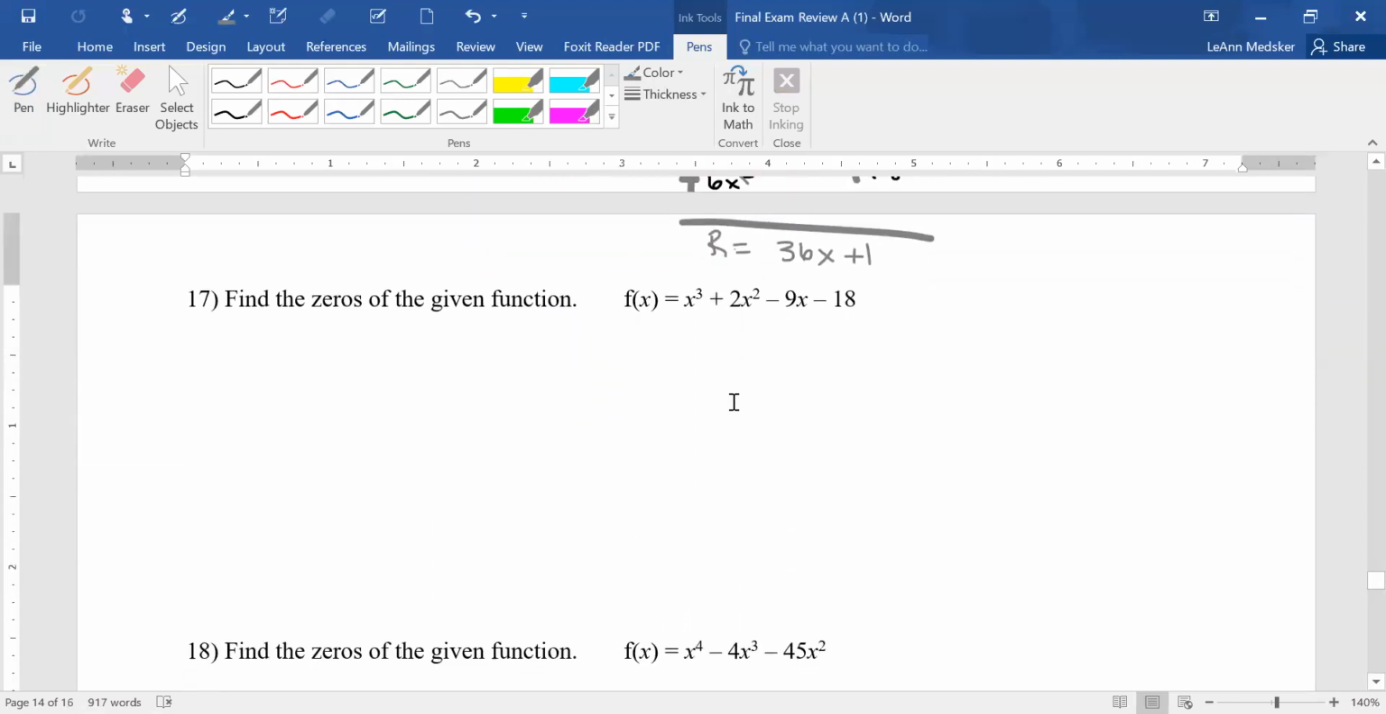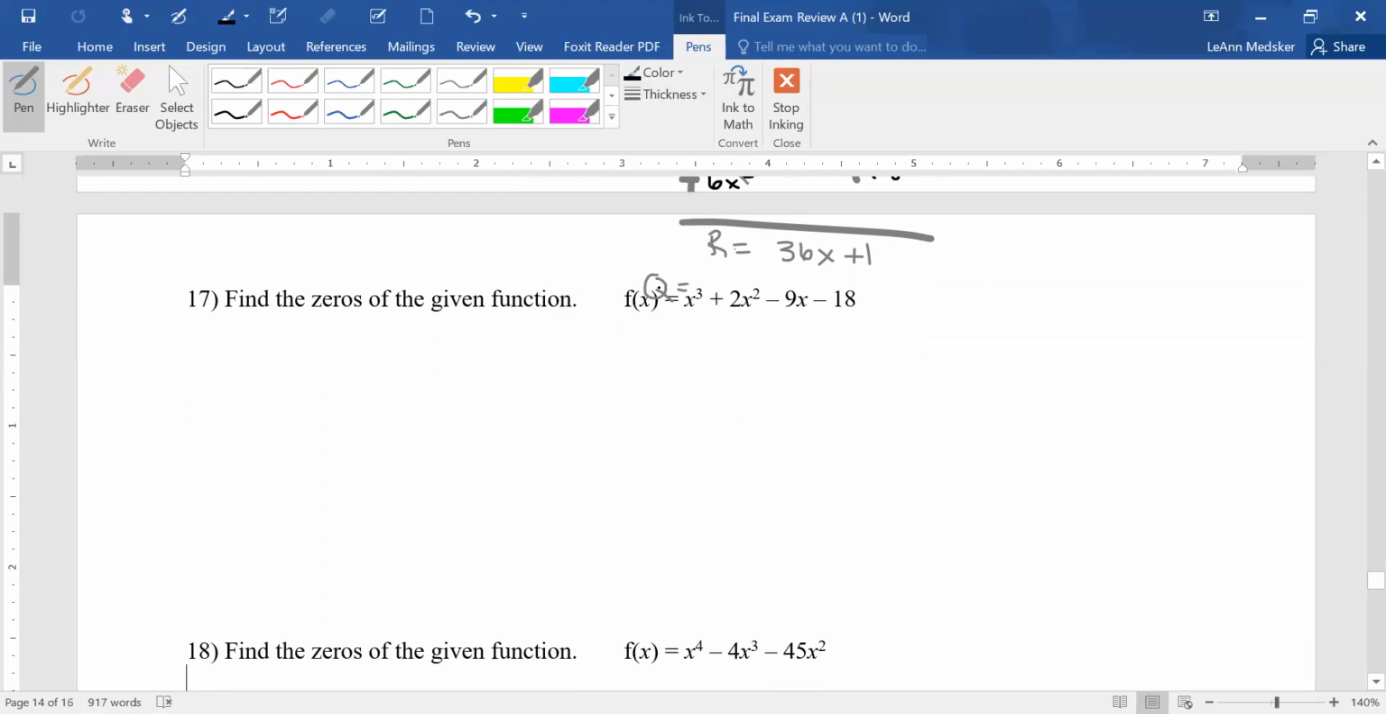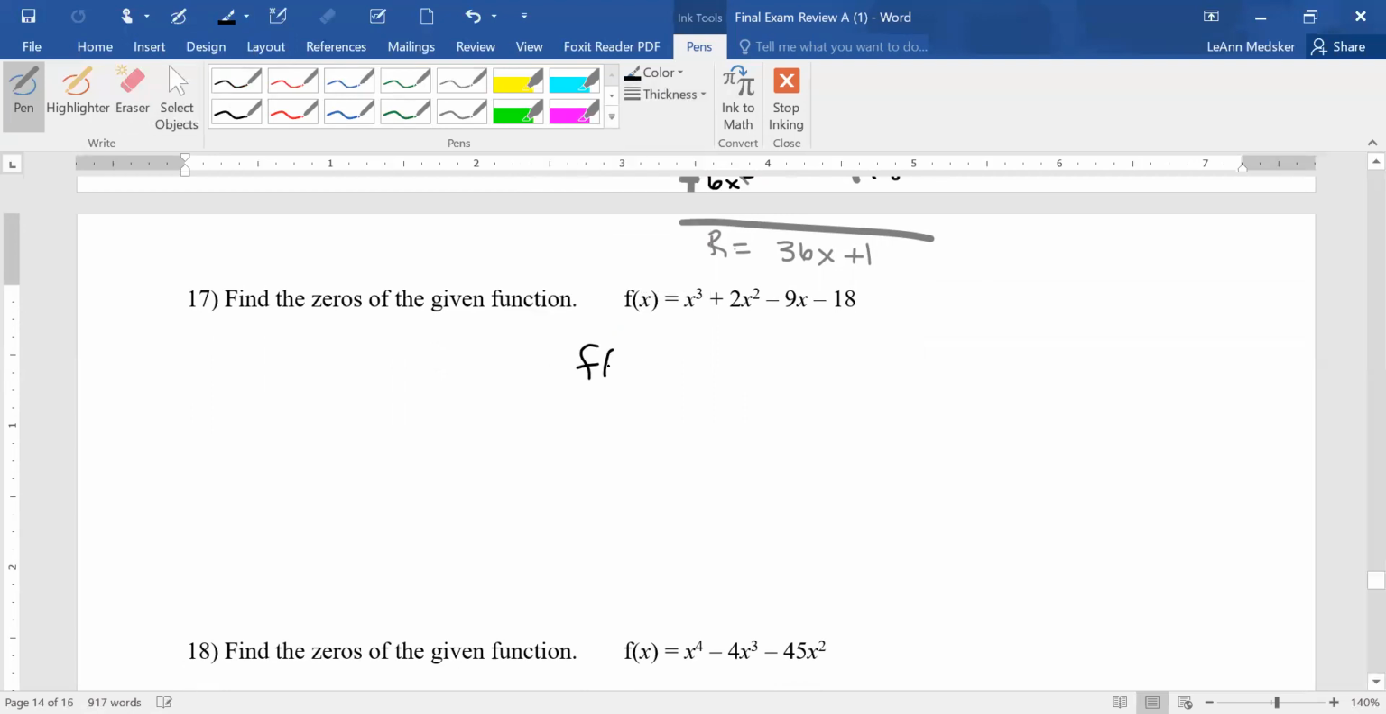Okay, so number 17 is let's find the zeros of a given function. The first thing you should always check, unless they tell you you have to do it by the rational root theorem, is you should check to see if this function can just be worked out by factoring. And if it can, and you don't have any rules, just factor it. So I believe we can try factor by grouping here. If we pull out an x squared out of the first pair, that leaves me with x plus 2. If we pull a minus 9 out of the second pair, that also leaves me with x plus 2. So this is looking promising.